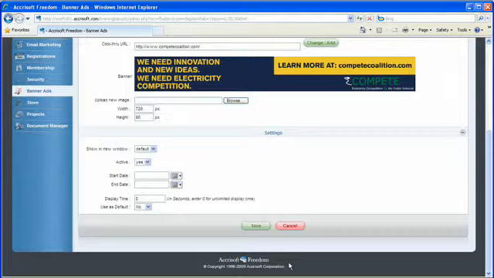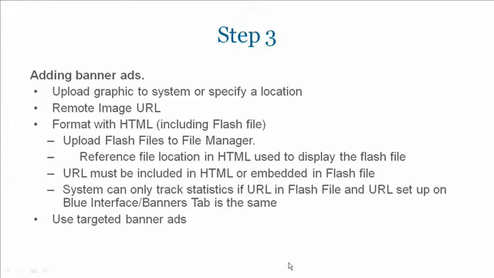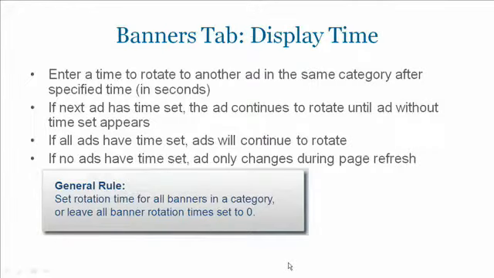Display time allows you to specify how long a banner ad will display on the site. It's important to understand how the display time field works, and this is explained in the help documents, but I'll also review it now. Entering a time in this field in seconds will cause the banner ad to rotate to another banner ad in the same category after the specified number of seconds.